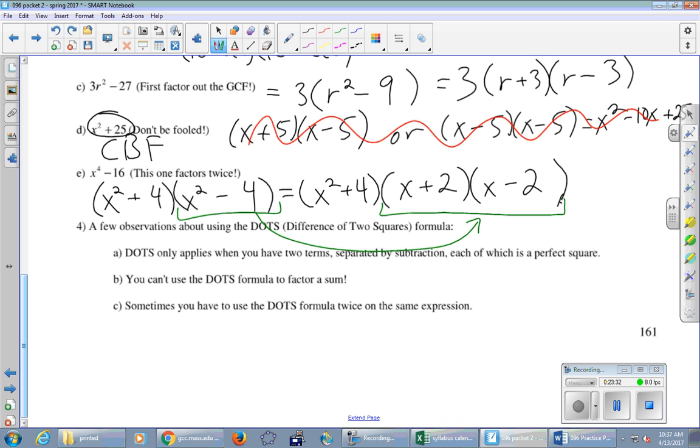Okay, a couple of observations here about this difference of two squares formula. You can abbreviate it DOTS if you want to, difference of two squares. DOTS only applies when you have two terms separated by subtraction, each of which is a perfect square. That is our routine, like getting into the batter's box. We got to get 3 yeses to those questions in order to use the difference of two squares. You cannot use the DOTS formula to factor a sum. I say again, you cannot use the DOTS formula to factor a sum.